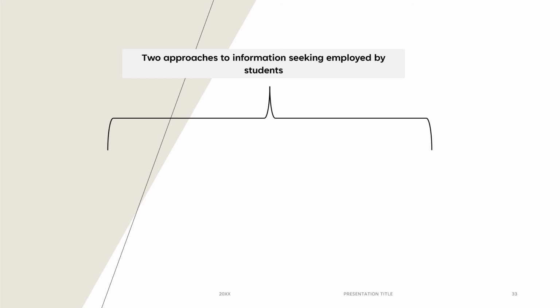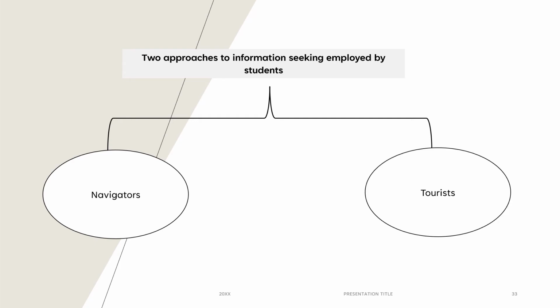Bordick identified two approaches to information seeking employed by students she observed. She characterized the students using these approaches as navigators and tourists. Whereas navigators tended to follow the phases of Kuhlthau's model quite closely, tourists were much more likely to look for answers to their questions through the exploration and collection stages of the ISP and appeared confident about their activities, even though they failed to create a focus.